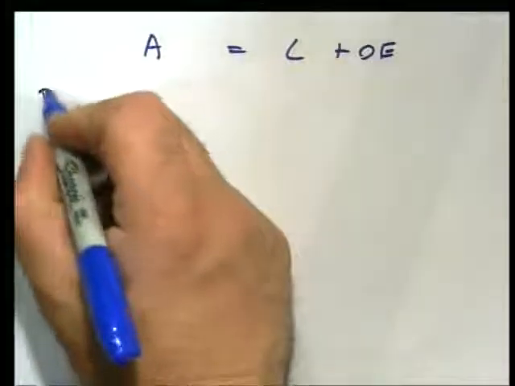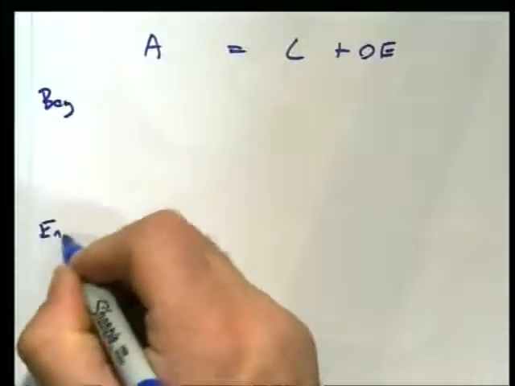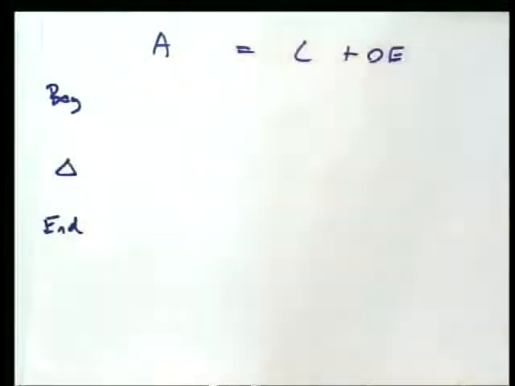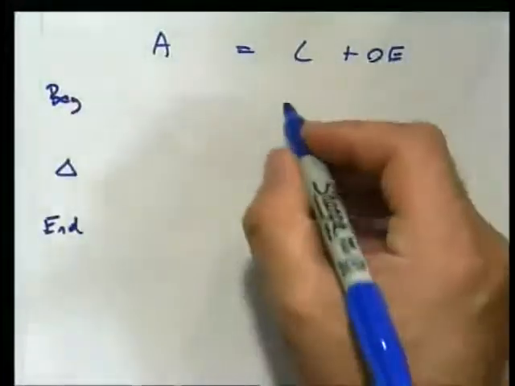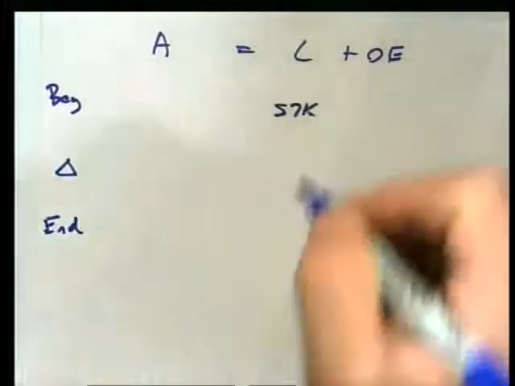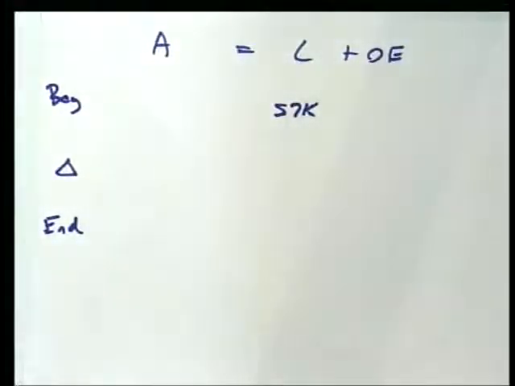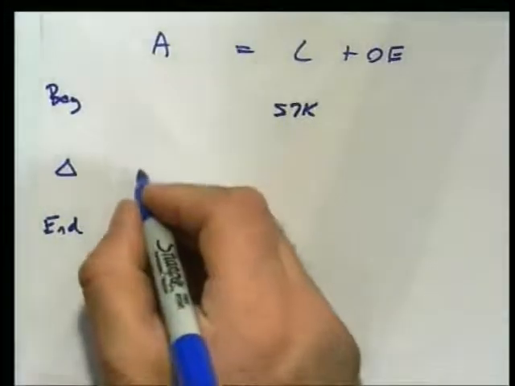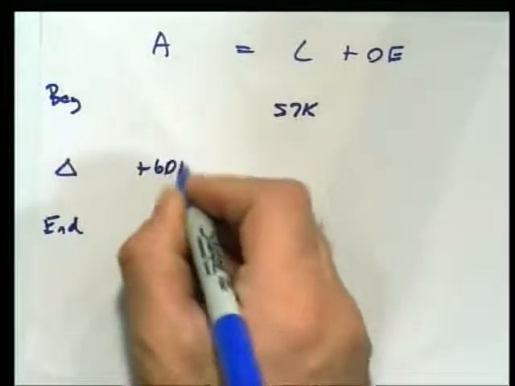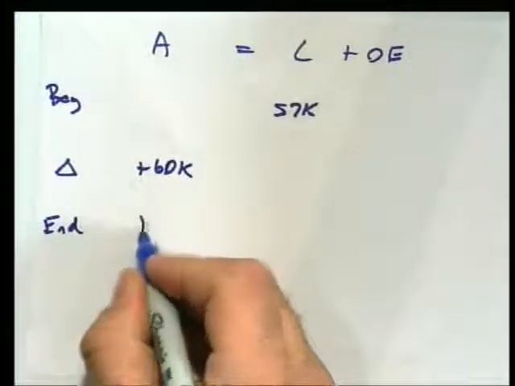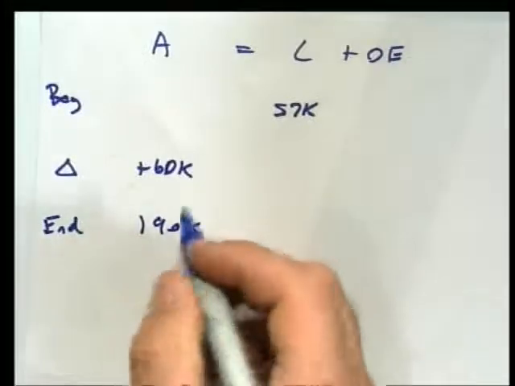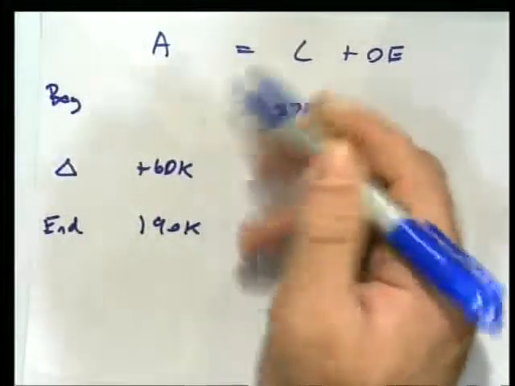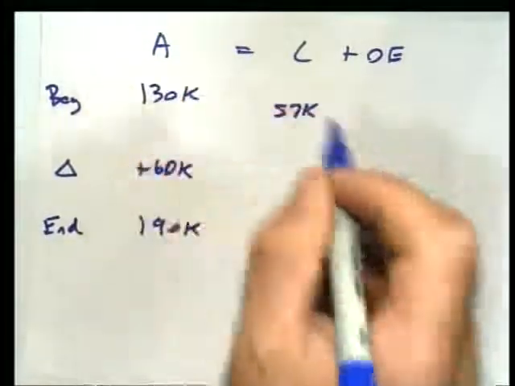Okay. Beginning, end, the change. Okay. At the beginning of the year, Quasar's liabilities are equal to 57,000. Okay. So 57K. During the year, assets increased by 60,000, and at year end, assets equal 190. So they increased by 60, and at year end, they are 190, right? So what plus 60 equals 190? 130.